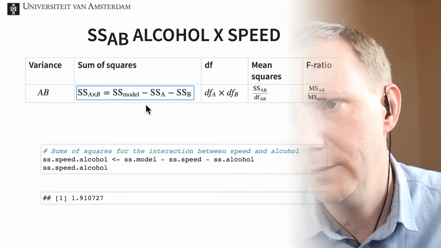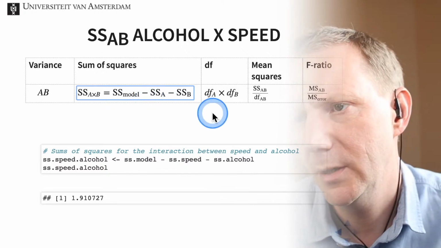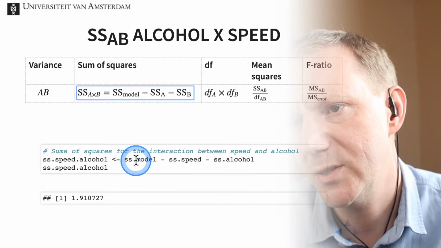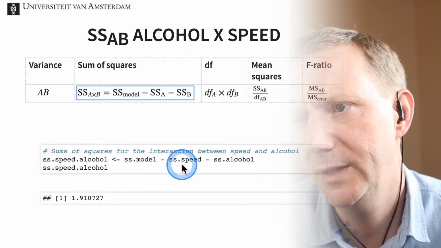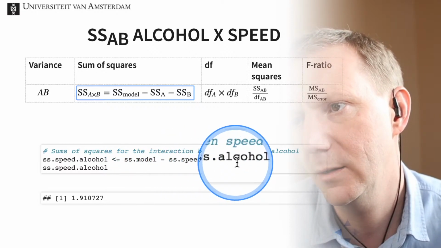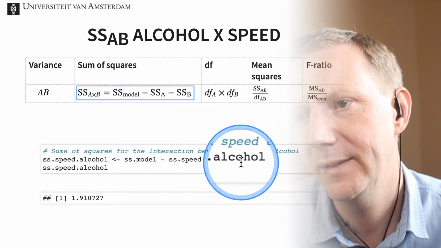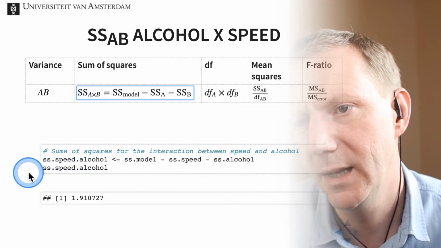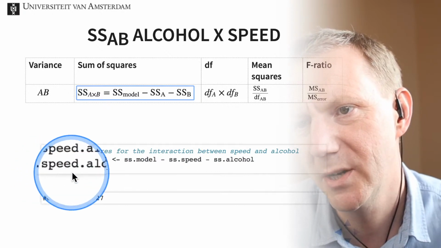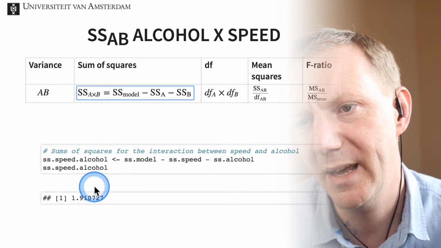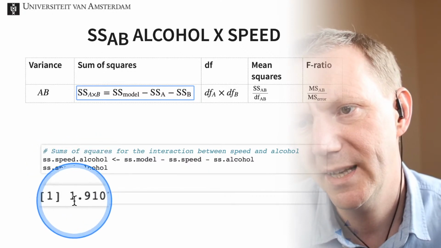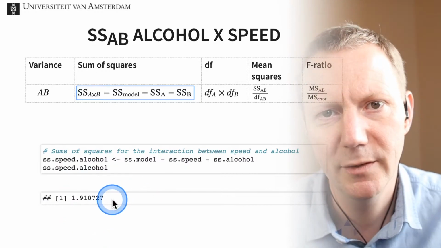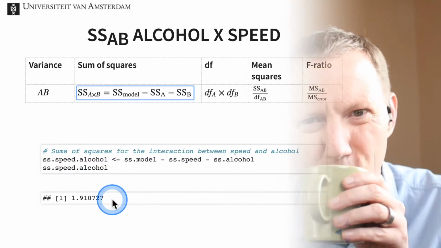And so to calculate these, well, that's not really a hard part. We only need the sums of squares of the model, which we already calculated. We need the sums of squares of speed and the sums of squares of alcohol, and subtract these from each other. And then we're left with the sums of squares for the interaction between speed and alcohol. And we see that the sums of squares is 1.9. Do you think that this is a significant sums of squares?